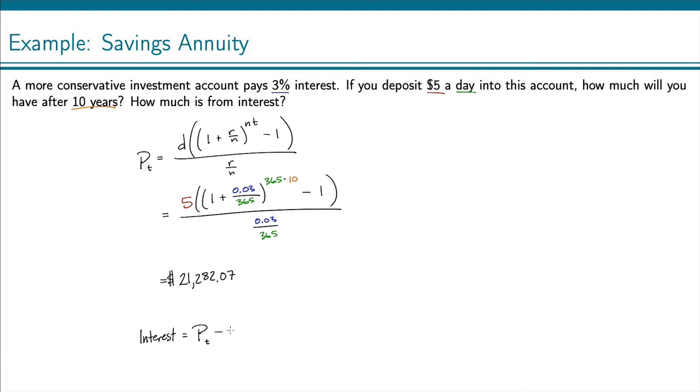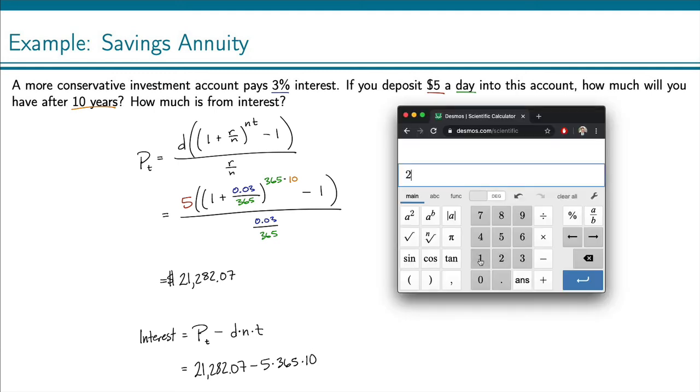Now our deposits, it's actually really easy to find those. We take what the deposit size is times how many times per year it happens. That is how much you deposit each year, and then times how many years pass. And so this is how we're going to find interest. So let's plug all that in. We've got our $21,282.07, and then we subtract our deposit, which is 5, times N, which is 365, and then times the T, which is 10.